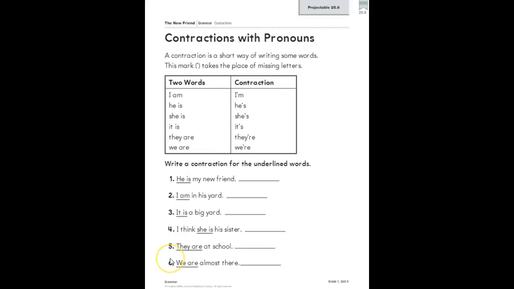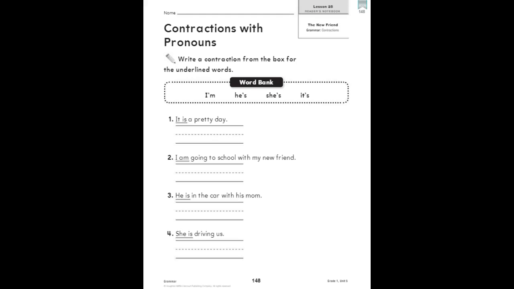Walk through 4, 5, and 6 with your learning adult, and then come back to the video when you've finished those 3. Now it's your turn to practice writing contractions with pronouns. This is found in your reader's notebook, page 148. You are going to write a contraction from the box for the underlined words, just like what we were doing, but this time you get to write them and practice making the apostrophe and adding the rest of the contraction after the apostrophe. So go ahead and do this page, have your learning adult check your work, and then come back to the video when you're done.